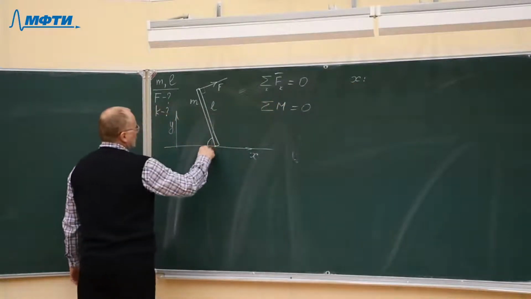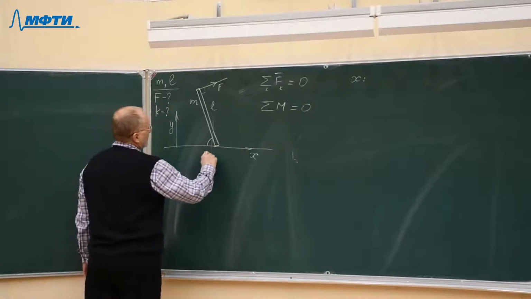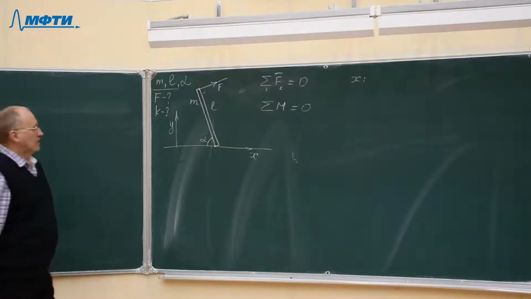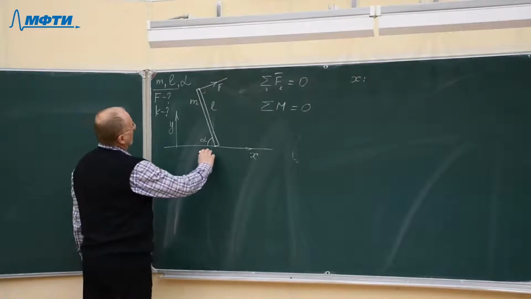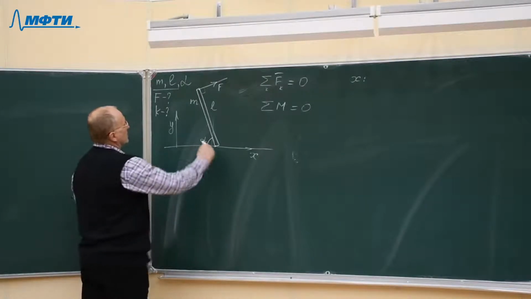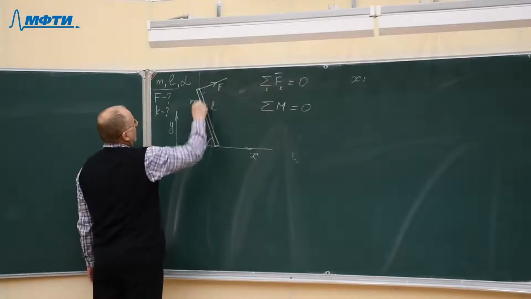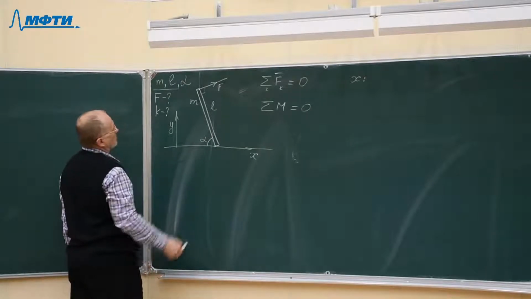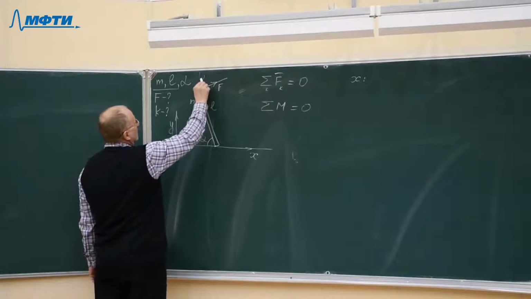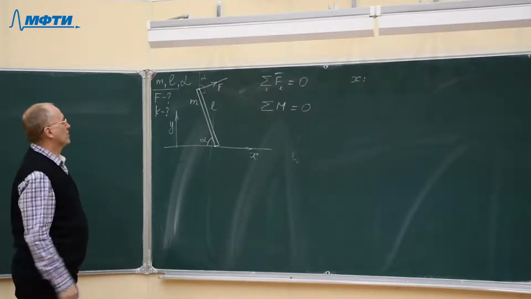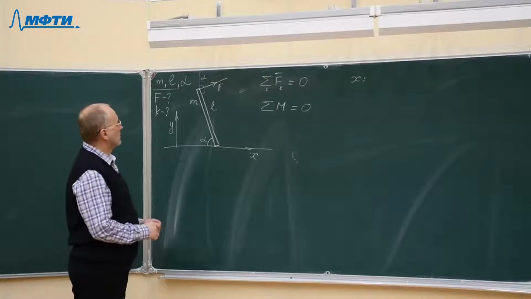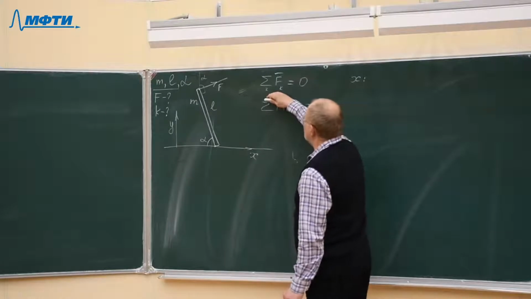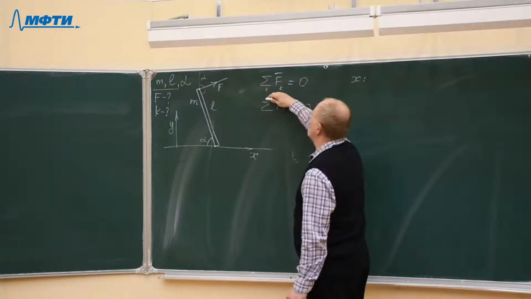Well, this angle is also given in this problem. This is alpha. It's also given. I have forgotten about it. And if this is alpha, then here this is also alpha. So the sum of all forces must be 0, and we first consider the x components of all forces.